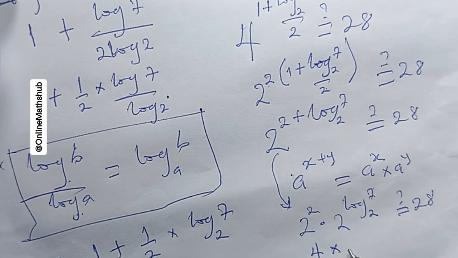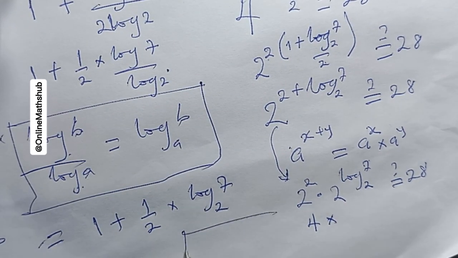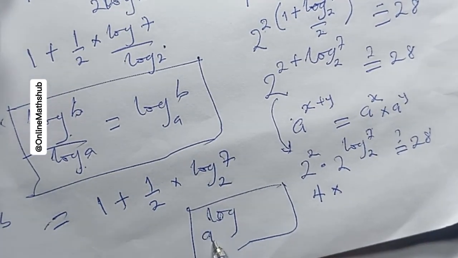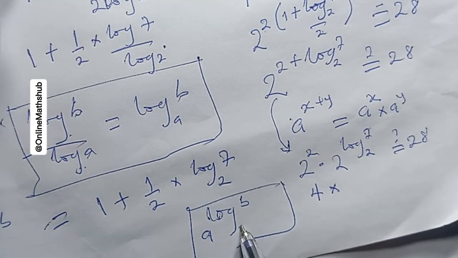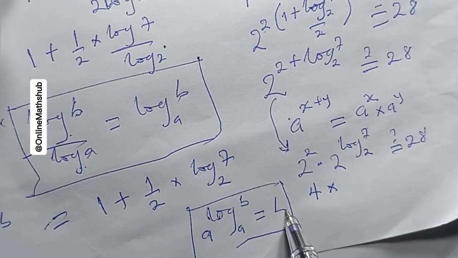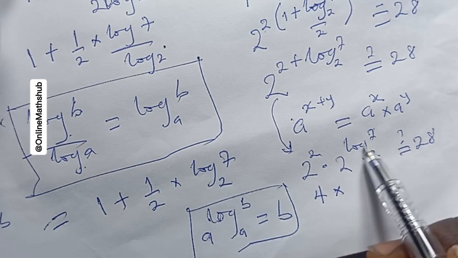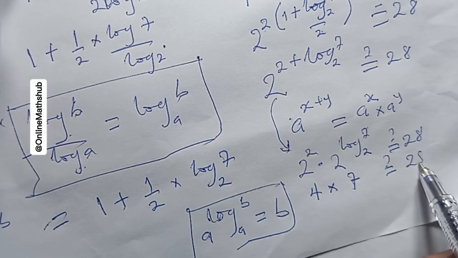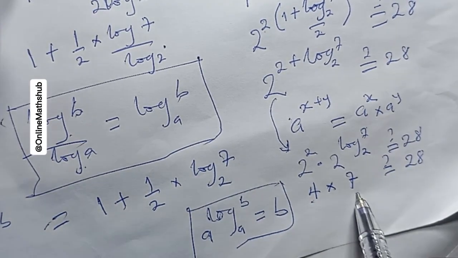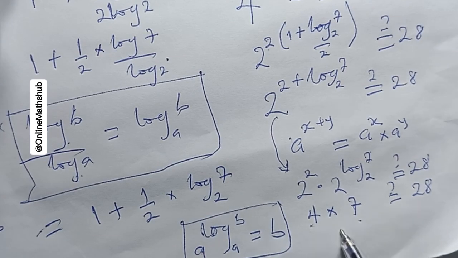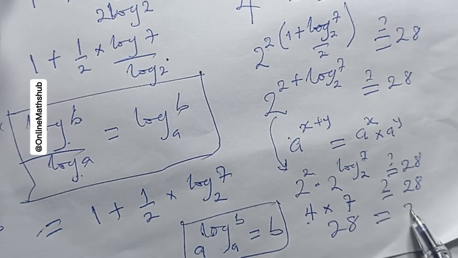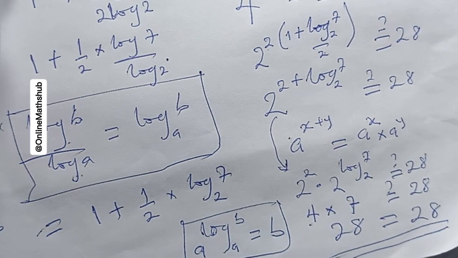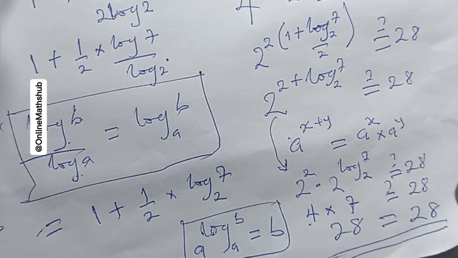Okay, so you just need to remember here that a power log b base a is actually going to be equal to b. So this stuff I have here is equal to 7, and then of course we want to find out whether this is equal to 28, and obviously you can see that 4 times 7 is equal to 28, and of course it's the same as what we have at the right hand side. So you can see that this satisfies, and of course that is basically how you solve problems like this.